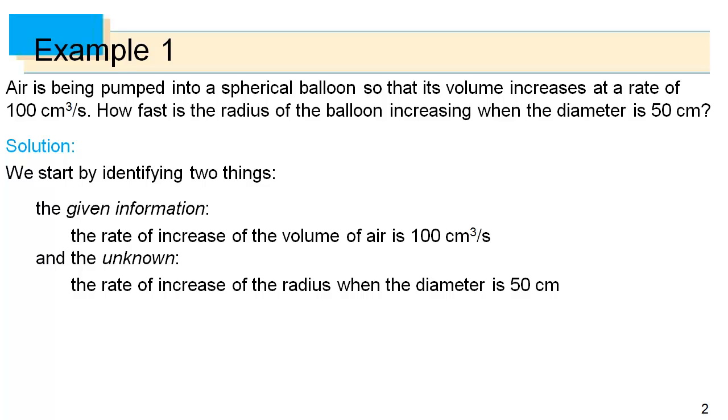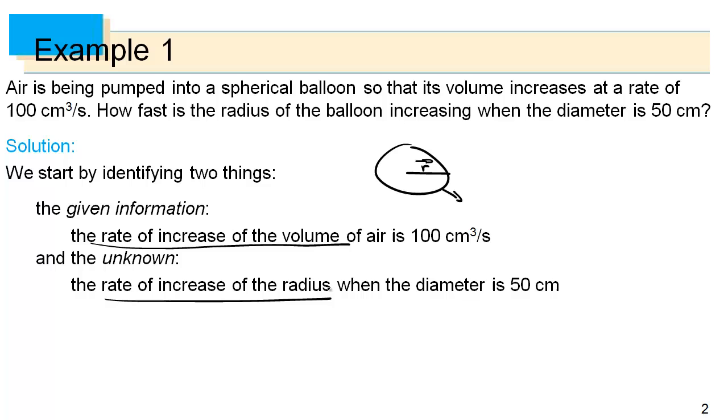Now you should always start these things off by drawing a picture. Well, there's not really much of a picture you can draw with a balloon, but maybe you give yourself a picture of a circle and think about the radius, and as that increases, so does the volume, in this case area if we're looking at a circle. And then you identify a couple things. You want to identify the information that you're given, and you're given the rate of increase of the volume. And then you want to identify what you're looking for, and you're looking for the rate of increase of the radius.